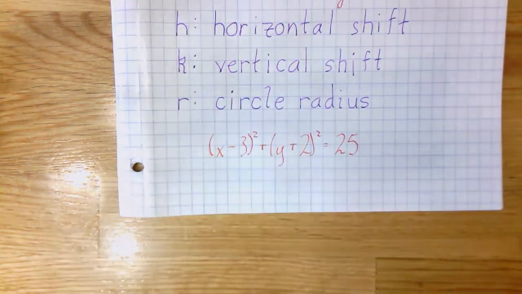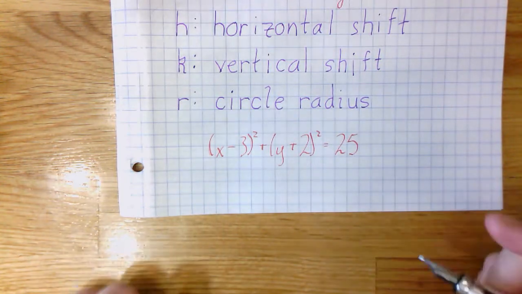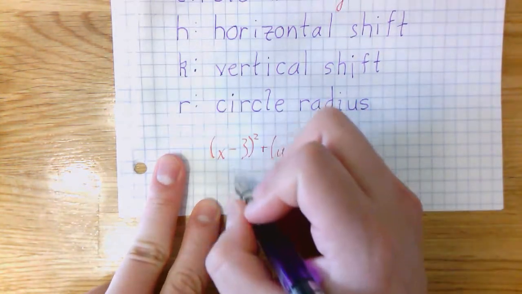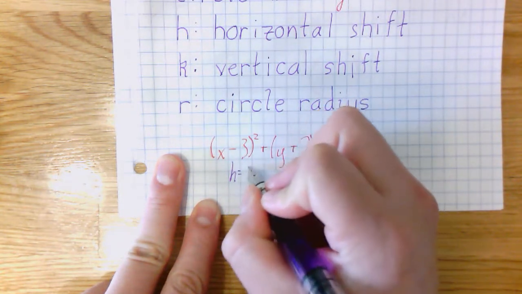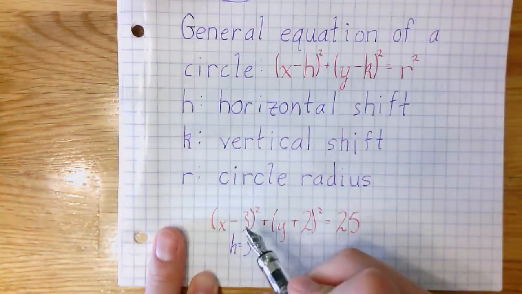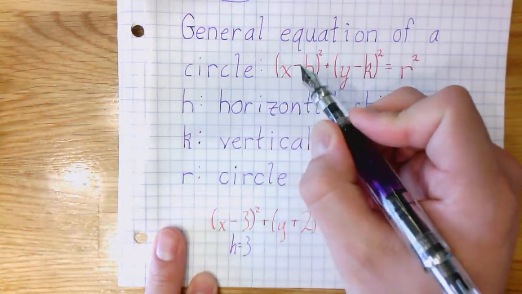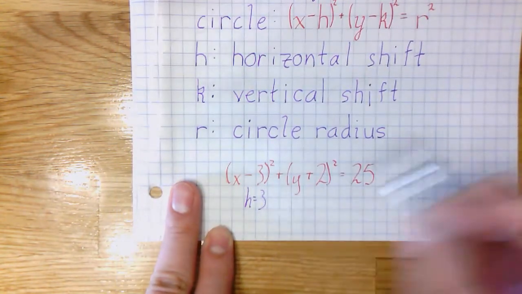Okay, so if we look at this example, you're gonna say, oh, look, h is negative 3, k is 2, and r is 25. No, you're wrong. Look, h is the opposite of this thing. So h is positive 3. Remember, the negative is part of our equation that you can't see. The negative 3 here is the negative from the equation. So h is just 3, so h is positive 3.